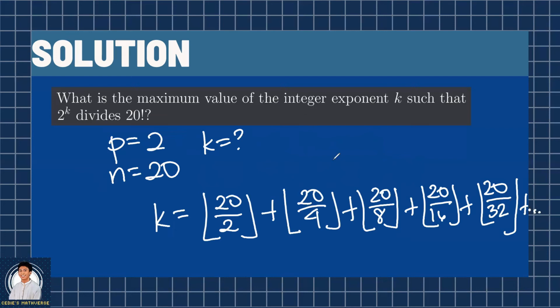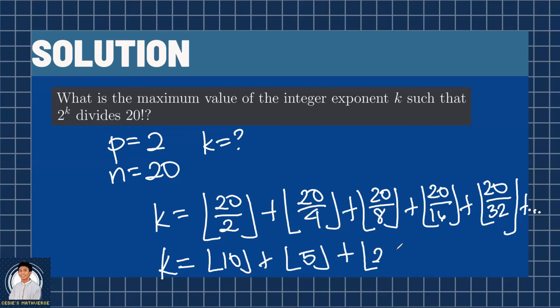4 is 2 squared, 8 is 2 cubed, 16 is 2 raised to the 4th power, and 32 is 2 raised to the 5th power, and so on. I just simplified it so that it would be easier to divide. Then k is equal to floor of 10 plus floor of 5 plus floor of 20 over 8, which is 2.5, plus floor of 20 over 16, which is 1.25. Then 20 over 32 is floor of 0.625, and so on.